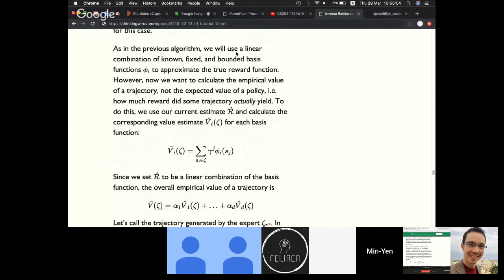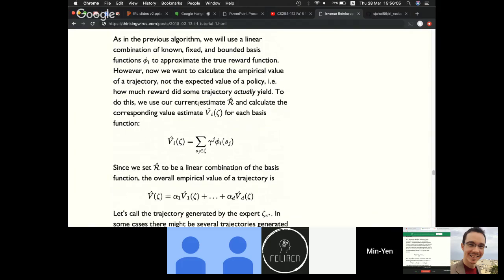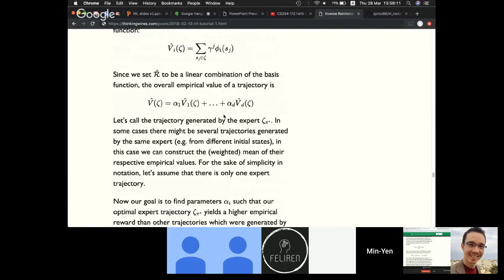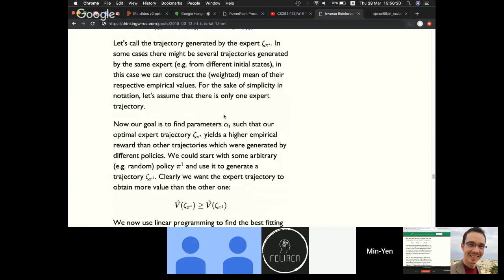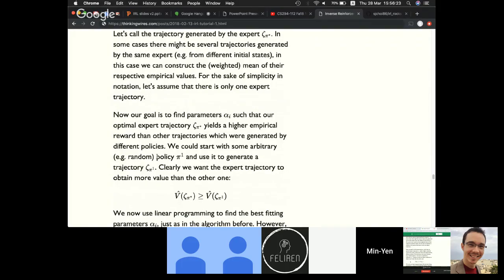Again, we're going to use a linear combination of known, fixed, and bounded basis functions to approximate the true reward function, and calculate the corresponding value for each basis function. It's going to be an iterative process. We're going to start with some arbitrary policy, let's call it pi1. This is going to lead to the GAN formulation later. So we generate some arbitrary policy.